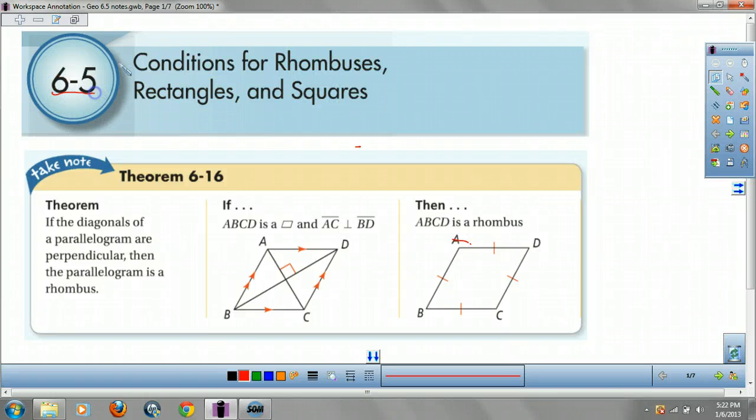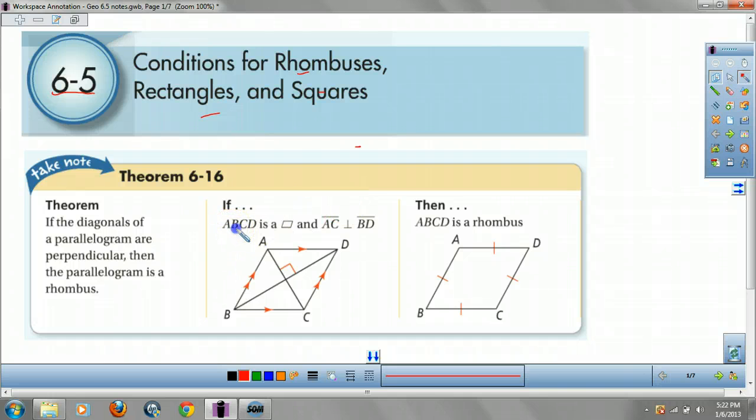Today we are looking at 6.5, conditions for rhombuses, rectangles, and squares. Oh my, again? Well, here we go, guys. Let's just jump into it. Same theorems as before, just the opposite, okay? So what do I mean by that?